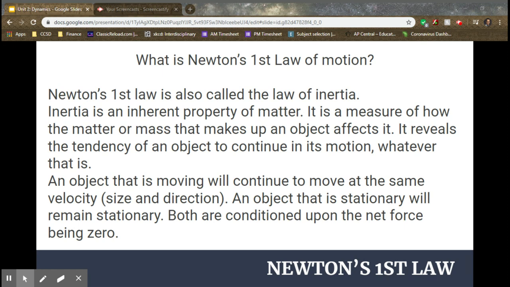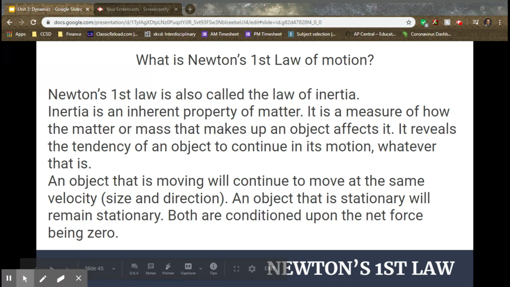Objects that are not moving will stay stationary. Both of those are conditional upon the net force being zero. If your net force is not zero, then this does not work. If your net force is zero, then this is what will happen every time.